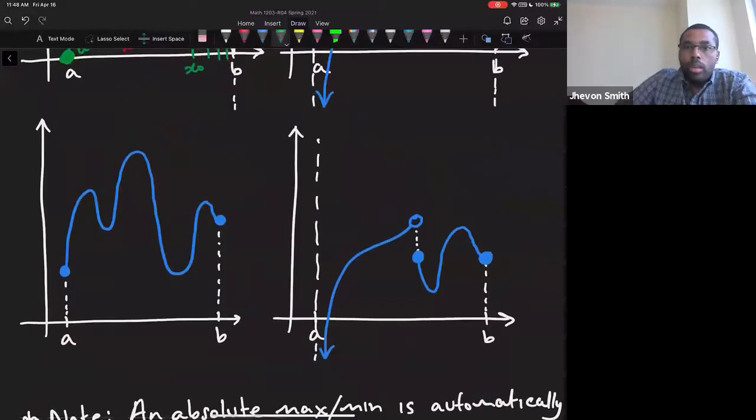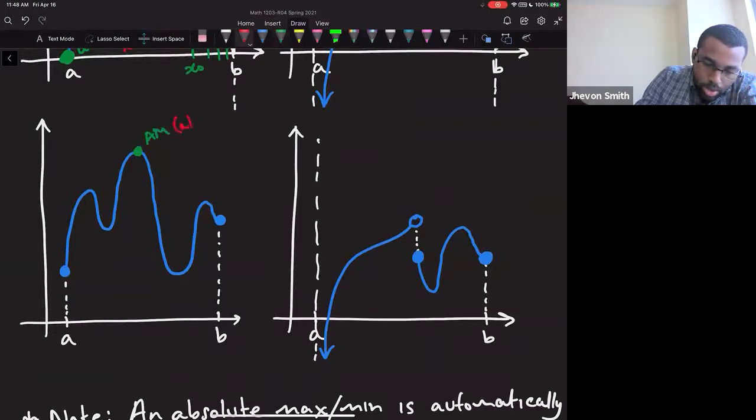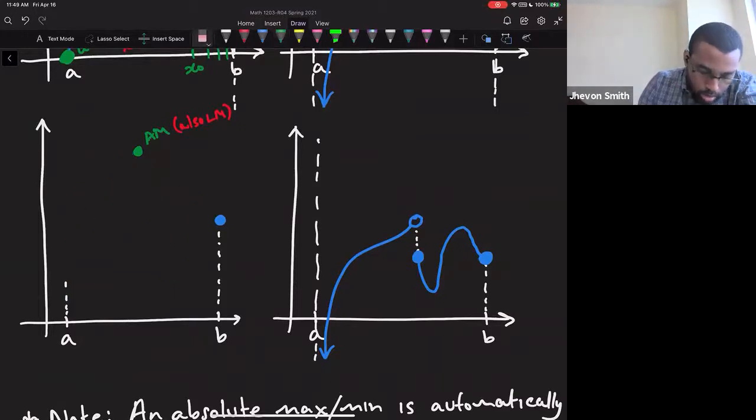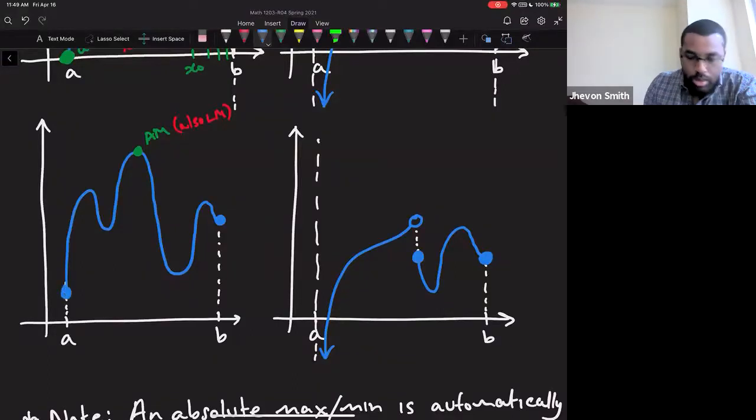If we look at this one here, we can start to identify things. The biggest guy is going to be here. That's your absolute max. Yes, it's also local. Smallest guy on this interval, it's not quite clear, is it? Let's make this a little bit more clear. Is this guy, obviously, absolute min. He's smaller than or equal to everyone. It's also local, just automatically. There is no other.